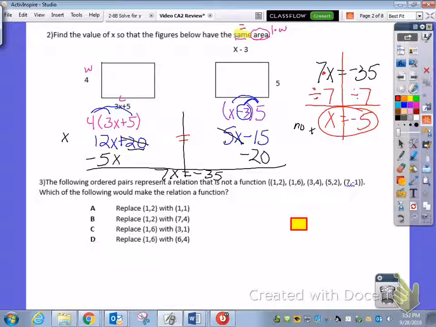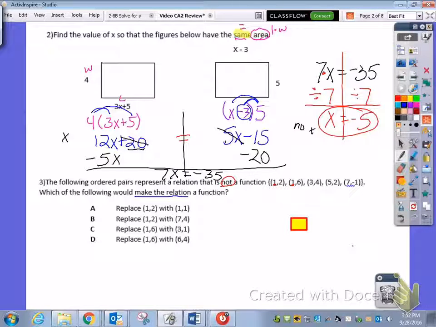On number 3, there was a problem like this on the last test, and some of you missed it. I think it's mostly because of strategy. The following represents a relation that is not a function. Remember, it's not a function because something repeats. My 1s repeat, so that's why it's not a function. So which one would make it a function?